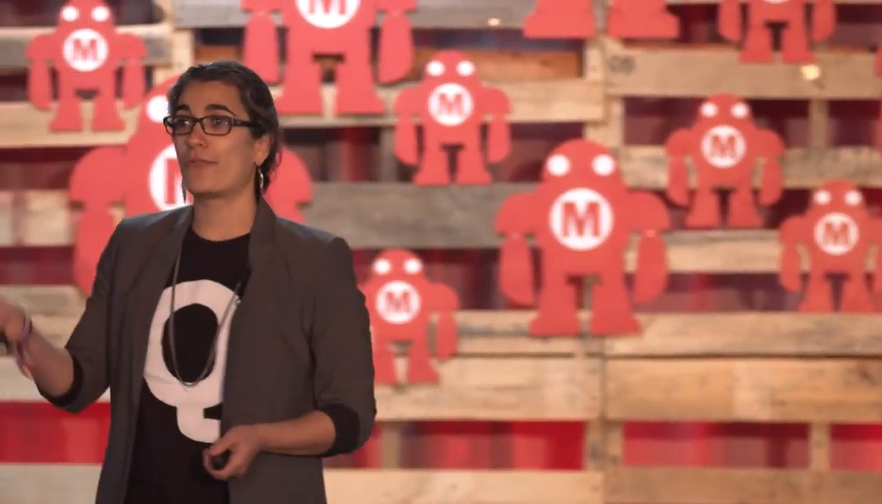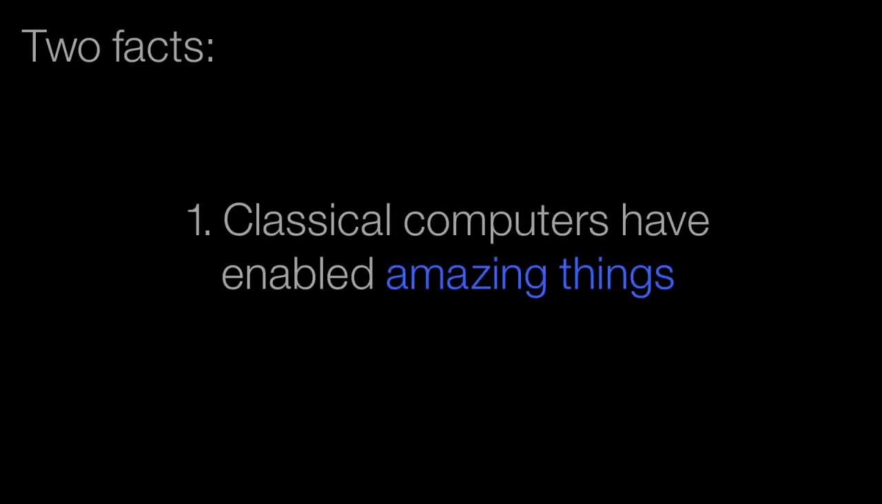So I want to start with 2 facts, right? Fact number 1. Classical computers have enabled amazing things. The internet, they're part of how I got here. I was able to fly across the country on a plane, right? The electronic giraffe outside, blaring music, right? Classical computers have enabled just amazing things.